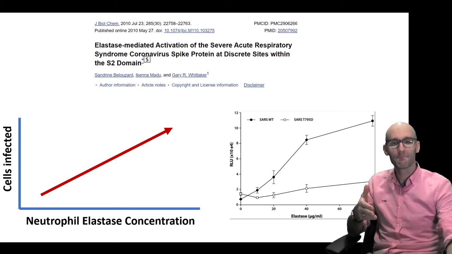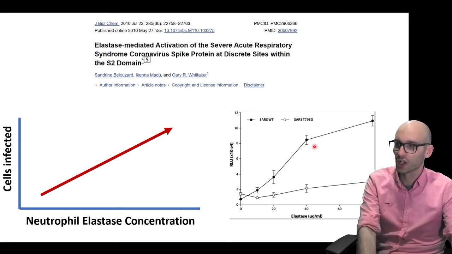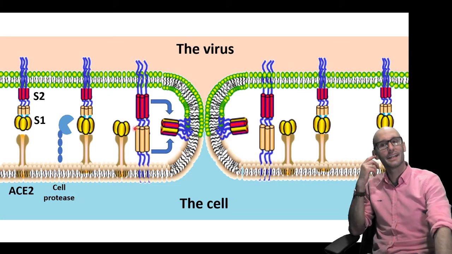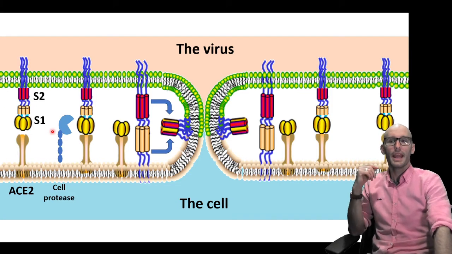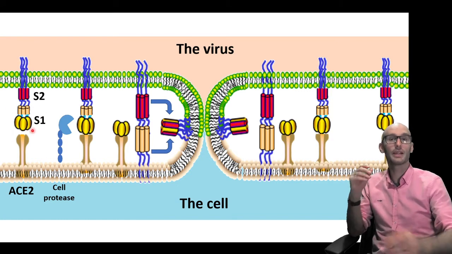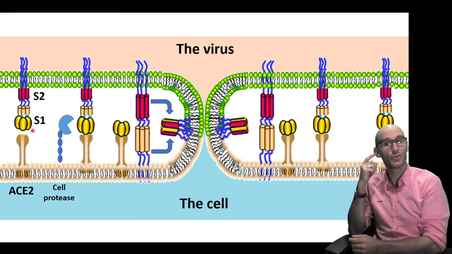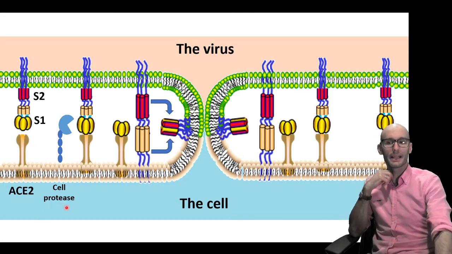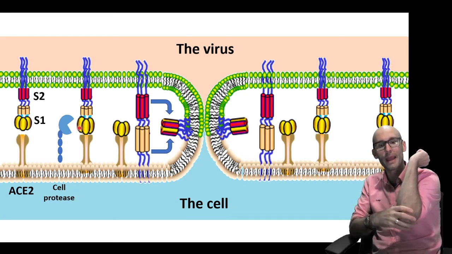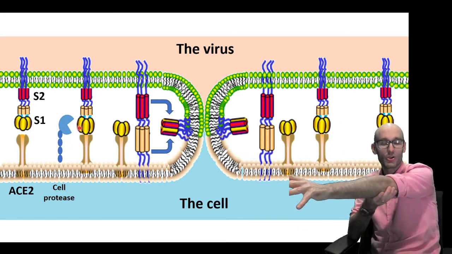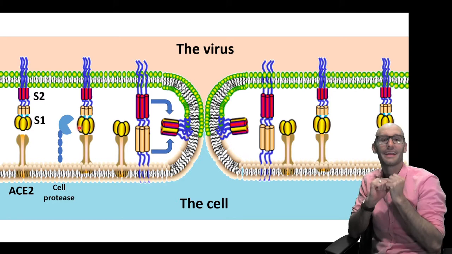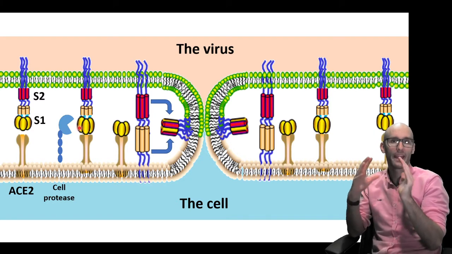Why would that be? Well, the researchers looked into it and they found this interesting fact. So this is how the virus fuses with the cell membrane. It has a spike protein, which is broken up into the S1 domain and the S2 domain. And what happens is normally a cell protease on the surface of the cell cleaves off the S1 domain, which allows the S2 domain to shoot into the host cell membrane, insert its protein into the membrane, and then pull the membrane together to fuse the membrane of the virus with the cell.